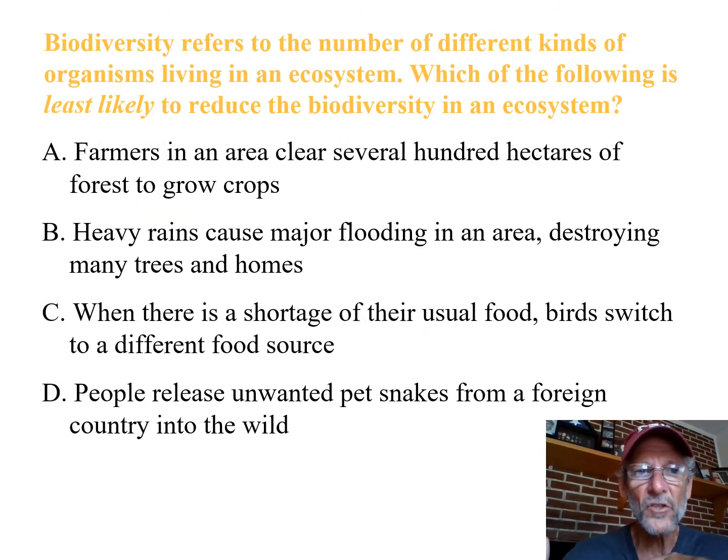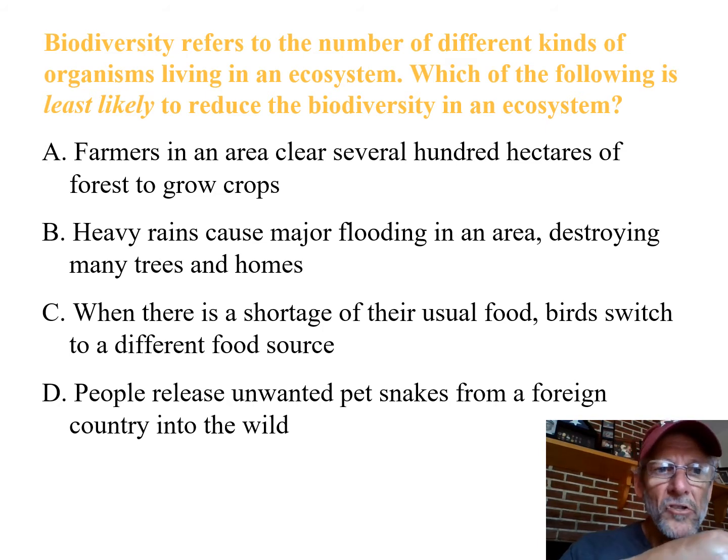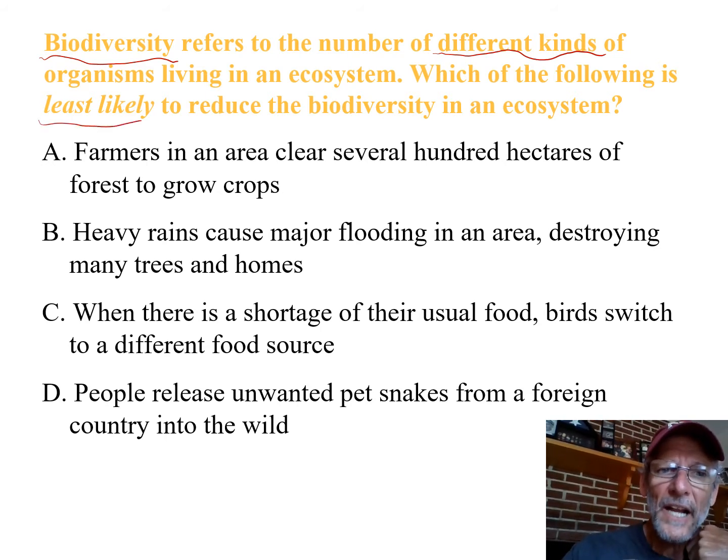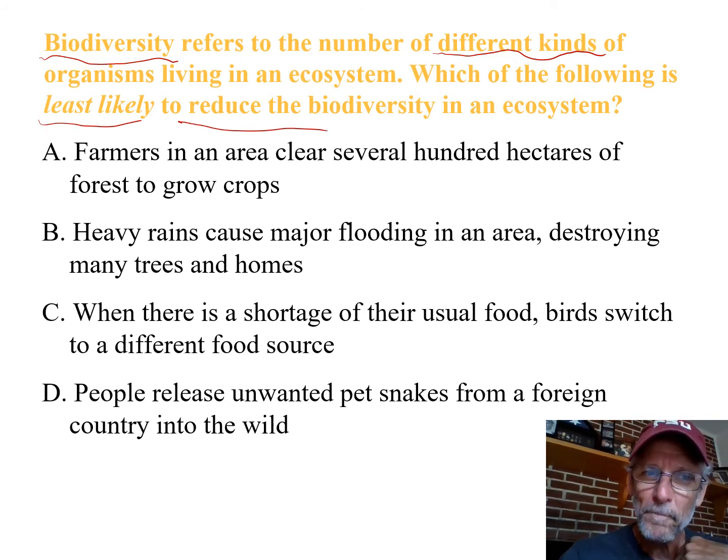Here's another practice one, right? We have biodiversity now. We've said that. We're going to say it a lot again in the next couple units. This refers to the different kinds, meaning species of organisms living in an ecosystem. Which of the following is least likely to reduce? That means most likely to at least maintain biodiversity.